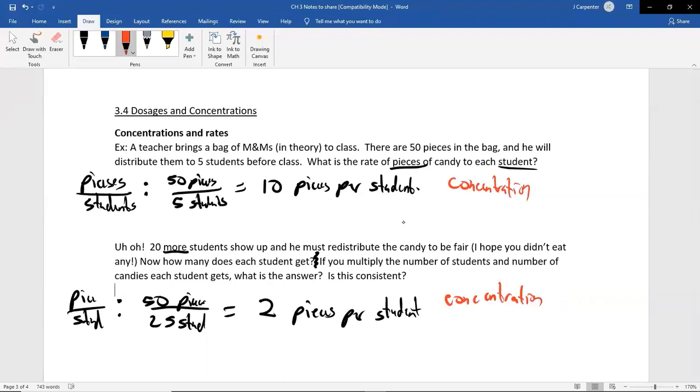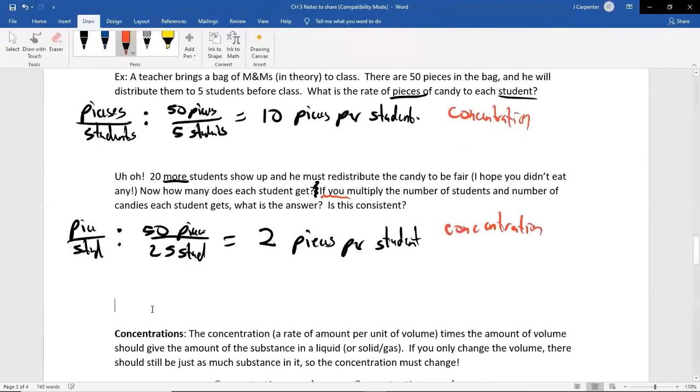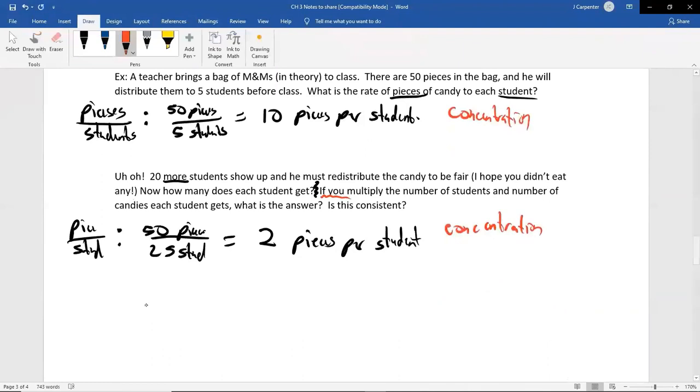Okay, so now let's get to the second part of this. I'm underlining the wrong thing. If you multiply the number of students and the number of candies each student gets, what is the answer and is this consistent? So I'm asking you to do something very specific. I'm sure you're not surprised. I want you to multiply the number of students and the number of candies.